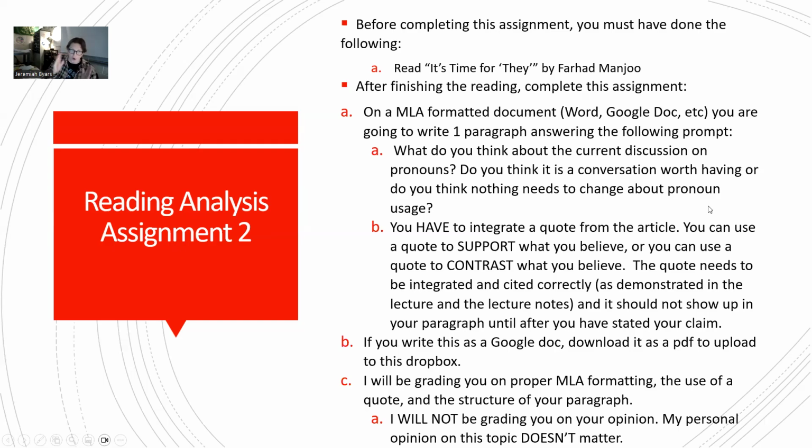So your assignment, your paragraph isn't about Farhad's article. The paragraph is about what do you think about pronouns these days? Should we be looking at and using pronouns the way people want them to be used, like he or she or they, or should we just use pronouns the way we want to use them ourselves? Okay. You are going to be using a quote from Farhad's essay. So you need to say his name in the lead up to the quote. All right. So we're integrating a quote. We're not having a drop quote.